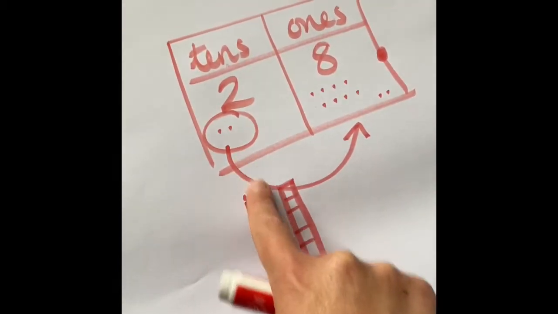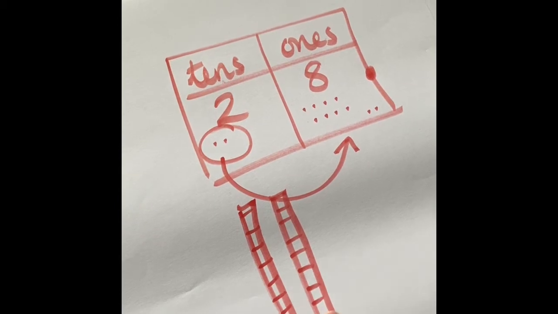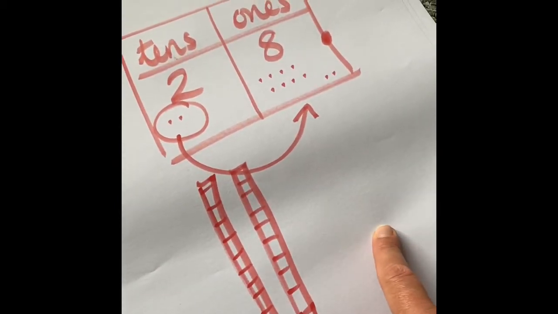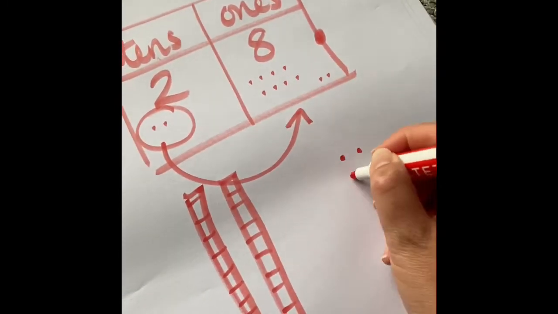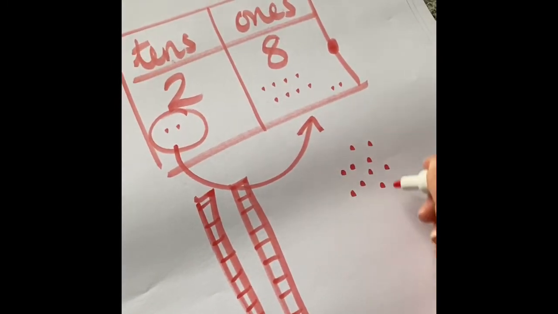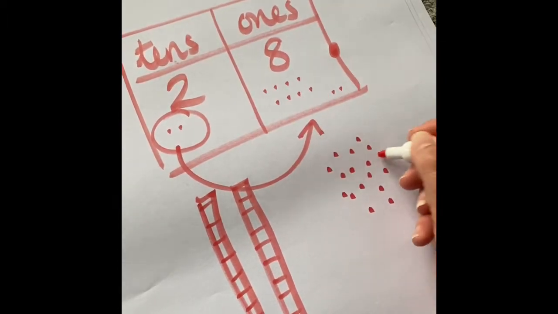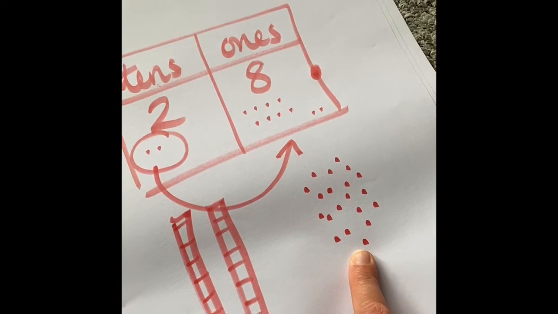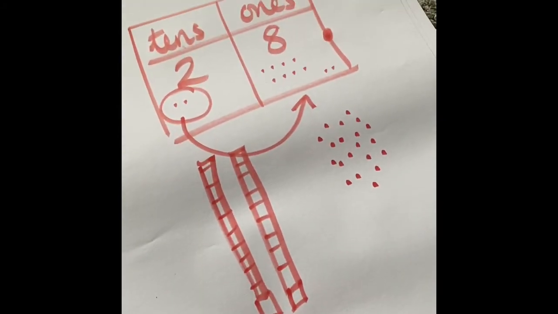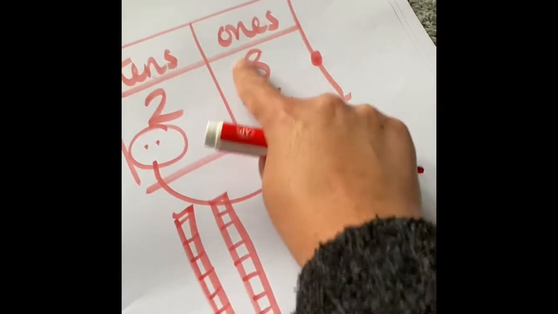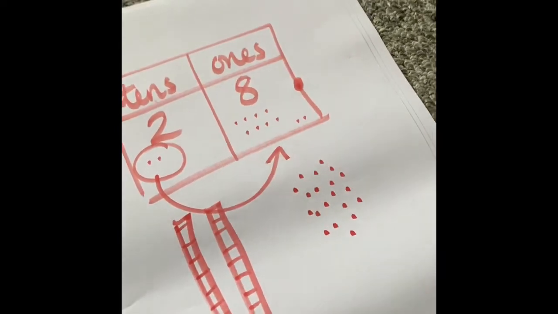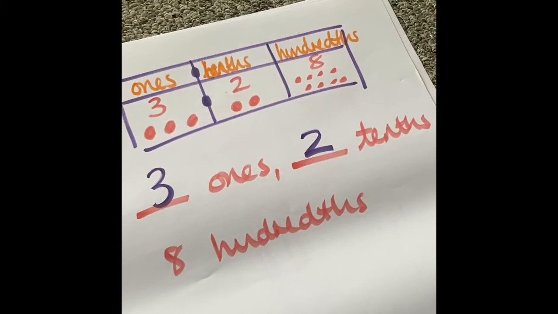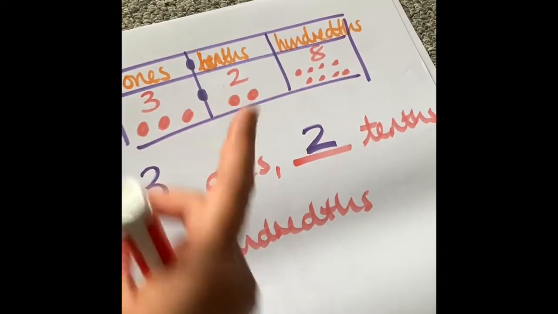If I exchanged these 2 here I wouldn't have 2 anymore. What would I have in here? I'd have 20. 1, 2, 3, 4, 5, 6, 7, 8, 9, 10, 11, 12, 13, 14, 15, 16, 17, 18, 19, 20. So I would have 20 ones or 2 tens. So altogether, I would have 28 ones. Now that comes back to something very similar when we're working the other way to the decimal point.